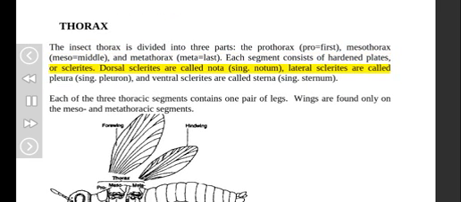Dorsal sclerites are called nota, singular notum. Lateral sclerites are called pleura, singular pleuron, and ventral sclerites are called sterna, singular sternum. Each of the three thoracic segments contains one pair of legs. Wings are found only on the meso and metathoracic segments. Legs. The fore legs are located on the prothorax, the mid legs on the mesothorax, and the hind legs on the metathorax.